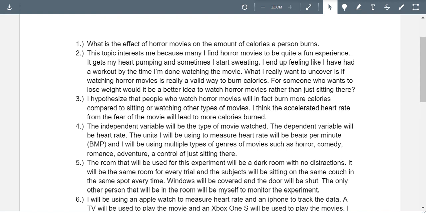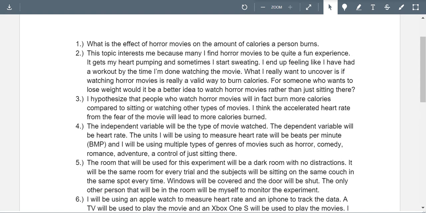First one, what is the effect of horror movies on the amount of calories a person burns? Okay, so my first thought is, again, this is your IA and you are free to do what you want, but like I was saying earlier, anytime you're doing genres of music or movies, in fact, I talked about this quite a bit because this is something people do every year, and every single year people run into problems. Because a lab like this is extremely hard to control. So we're going to go through this, but again, I would strongly advise you to reconsider this because I've talked about this quite a bit over the past month.